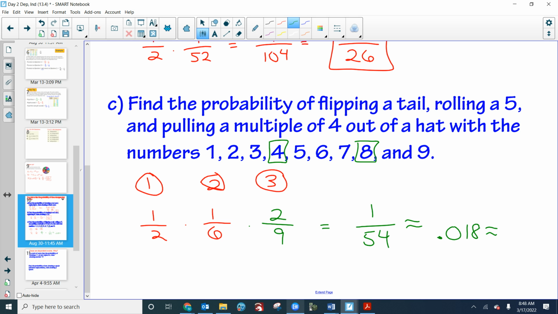So 1.8%. Okay, remember, move it over 2 places to get it as a percent. 1.8%. Make sense?